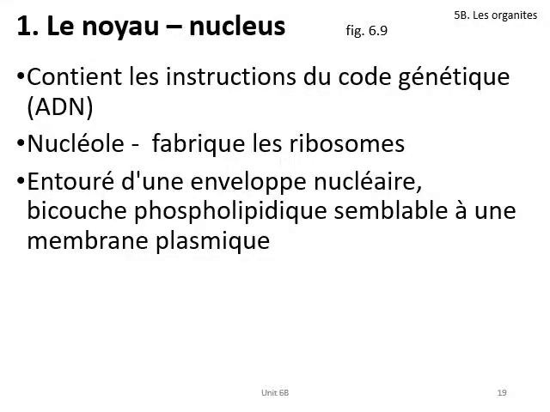We'll begin with the nucleus, which contains the instructions of the genetic code. Inside the nucleus, we also find the nucleolus, which makes ribosomes. The nucleus is surrounded by its own membrane called a nuclear envelope. This is a phospholipid bilayer similar to the plasma membrane that surrounds the entire cell. Remember phospholipids from the previous lecture?